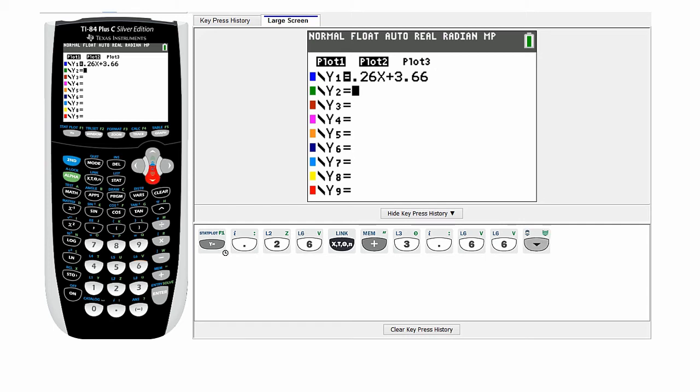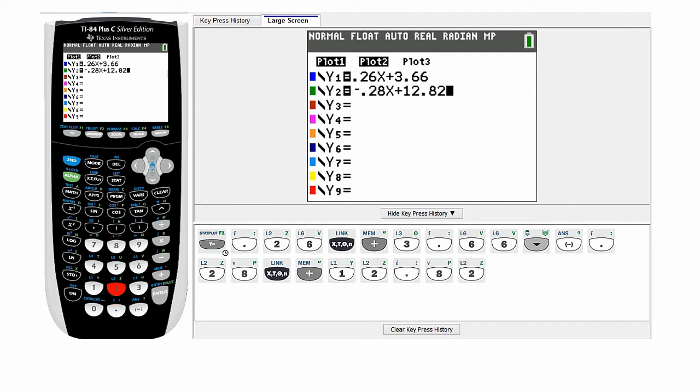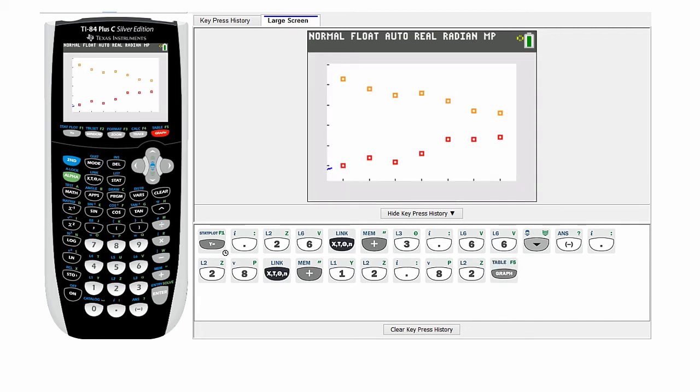Arrow down, and I want to type in the line for American. Make sure you use your negative symbol, negative 0.28t plus 12.82. If we've done this correctly, the first line should go through our red dots, and the second line should go through the orange dots. Graph.